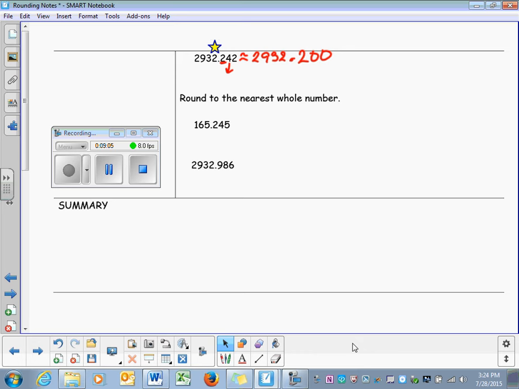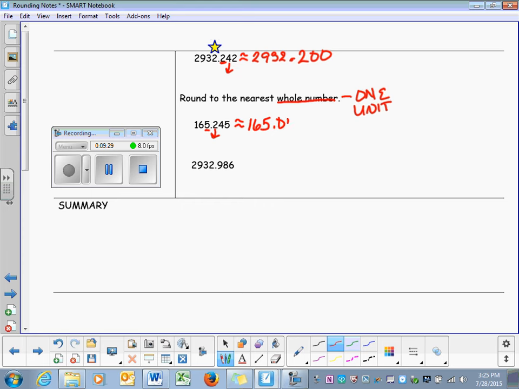Round to the nearest whole number. Okay? So I need to identify my ones place. This is another way of saying the ones place or the units place. The ones place is the 5. I look to the right, and 2, I'm going to round down. So 165.000 or just 165. If all you have are zeros after the decimal point, you can leave off the decimal point and those zeros. If you have any number other than 0 after the decimal point, you've got to keep it.